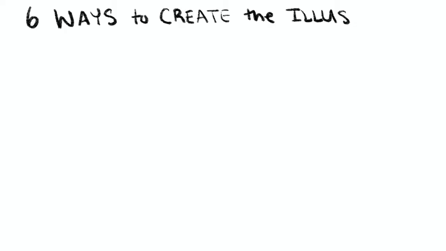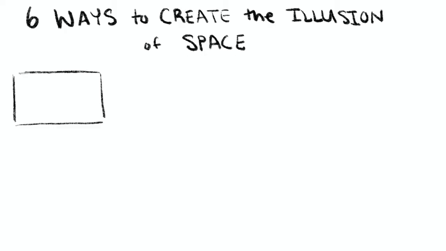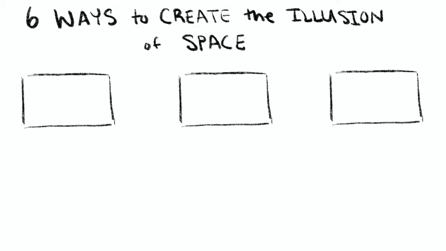Today we will learn more about the last element of art that we talked about, which was space. So we're going to learn 6 ways to create the illusion of space in art.